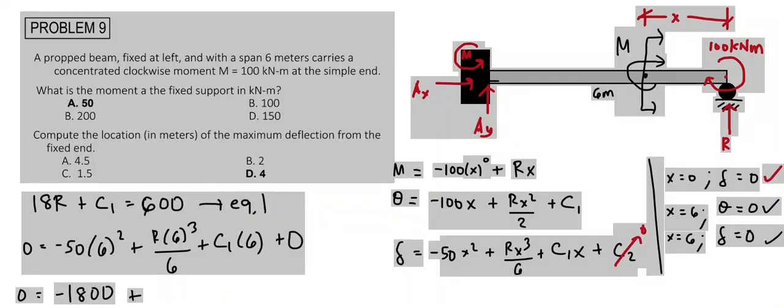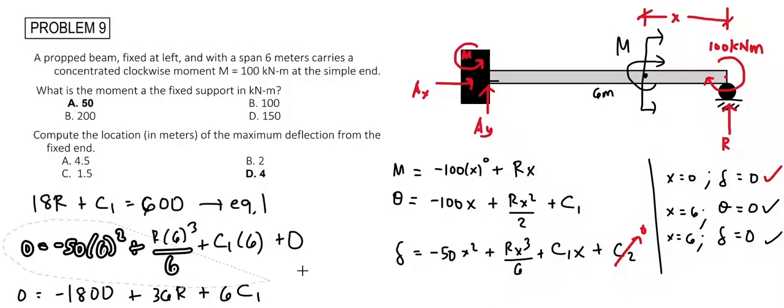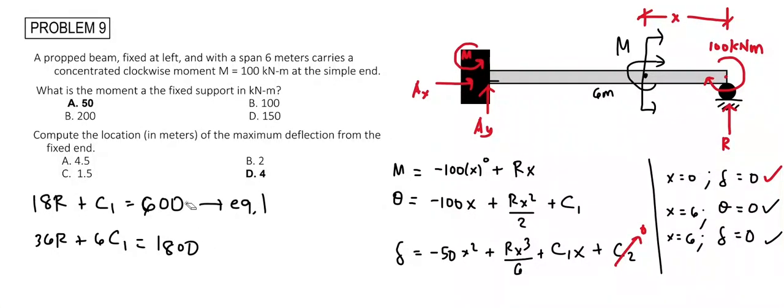plus r times 6 cubed over 6, that is just equal to 36 r plus 6 times c sub 1. Simplifying this equation and rearranging, we have 36 r plus 6 c sub 1 equal to 1800. This serves as our second equation. So we have two equations with two unknowns.